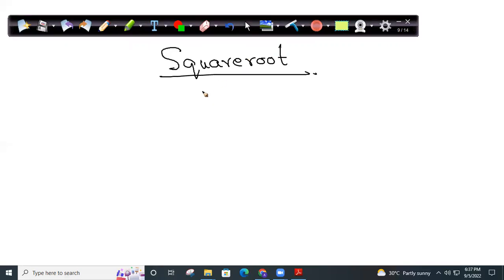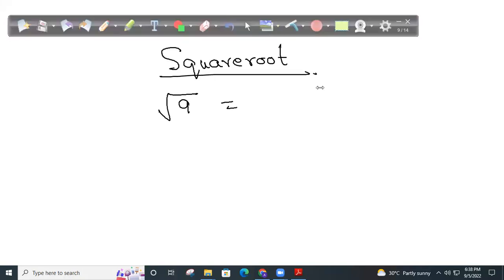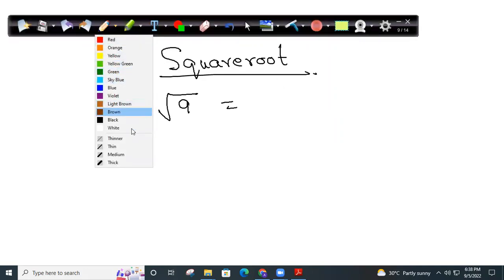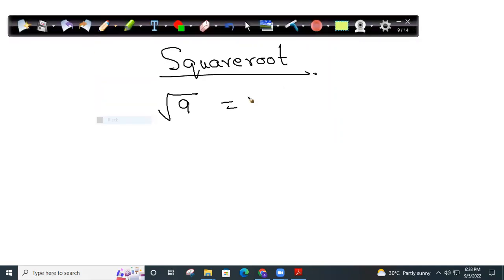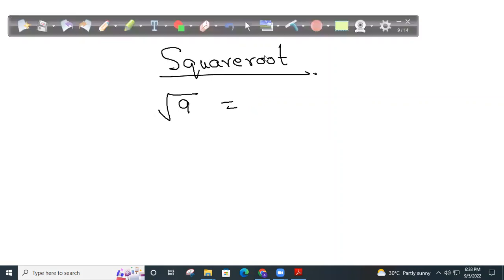For example, if I ask you what is the square root of 9, type the answer in the chat box. But when I ask something, there will be a lot of meaning in it here, so don't be in a hurry. People are saying only 3. If they know the logic and say only 3, I'm very happy.